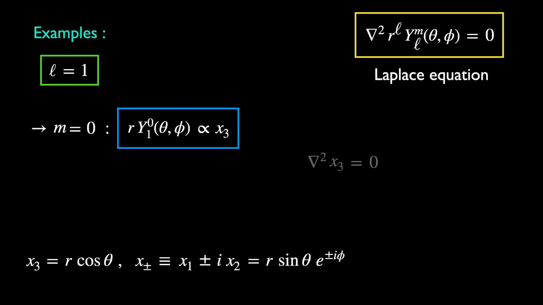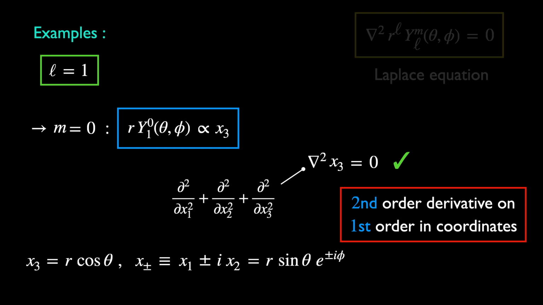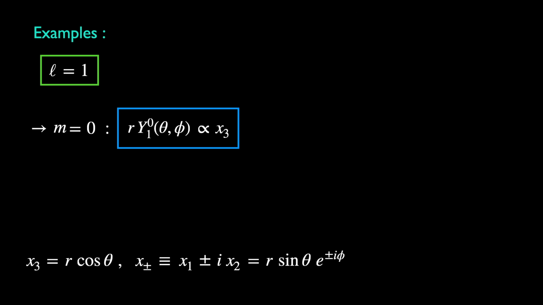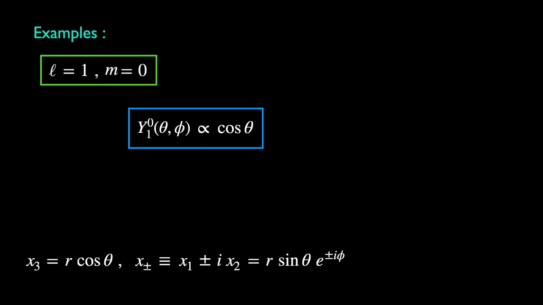Once again, the Laplace equation is trivially satisfied since we are taking a second derivative on a function first order in coordinates. Indeed, we need not worry about the Laplace equation at all for the family of spherical harmonics with L equals 1 due to this reason. Factoring out r, we have the spherical harmonic Y10 proportional to x3 hat. This is the solution for L=1, m=0.